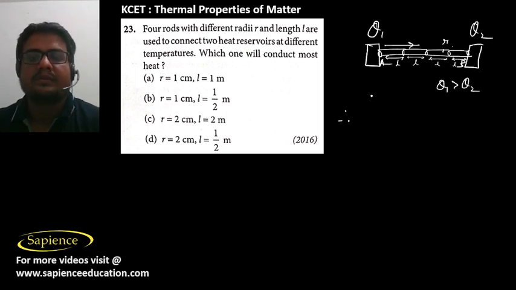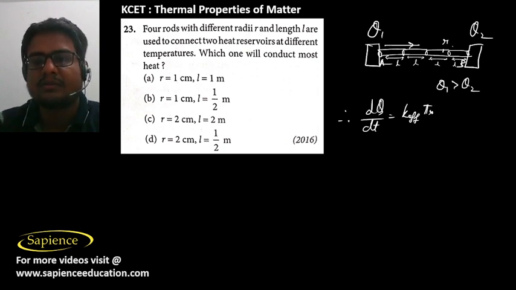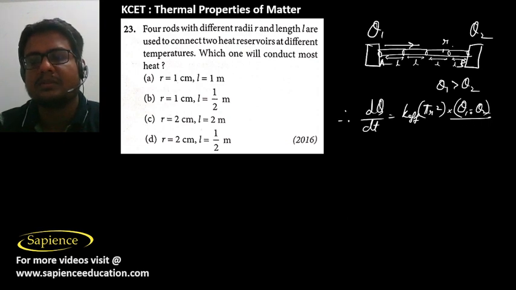So therefore you have to find dQ by dt, that is equal to k effective into A, which is pi r square, into (theta 1 minus theta 2) divided by delta x, which is 4L.